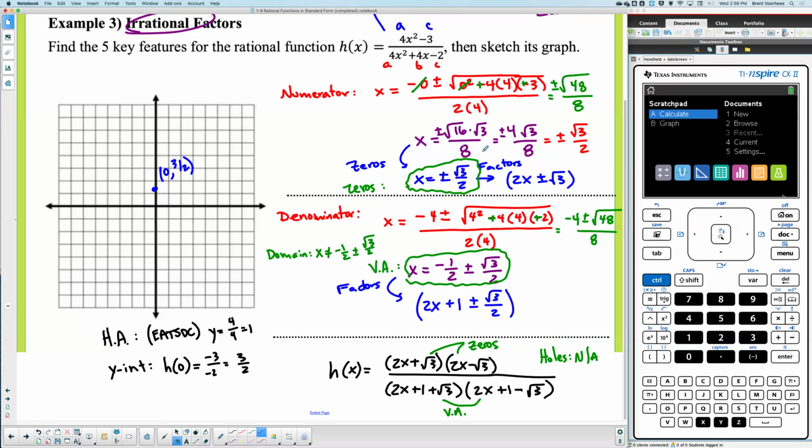We had zeros at these values, plus or minus the square root of 3 over 2. I think that's approximately 0.8 or so. So positive 0.8 and negative 0.8, those are going to be zeros in there. These are my vertical asymptotes, -1/2 plus and minus that 0.8, so they're going to be in here somewhere tight. And then -1/2 is going to be right in between those values. And we had a horizontal asymptote at 1 that comes through this way.